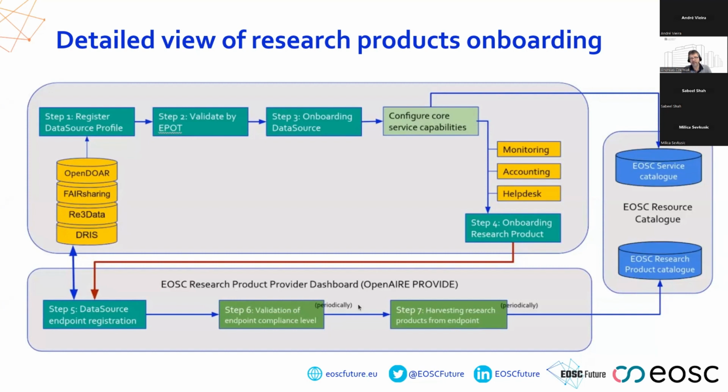OpenAIRE provides a service to aggregate research products from scholarly endpoints. And this is done for more than 2,000 data sources worldwide since many years. But in some cases, the data sources are not really registered, or the research products are not harvested from these data sources yet. But we will see in the next slides how we can do this.